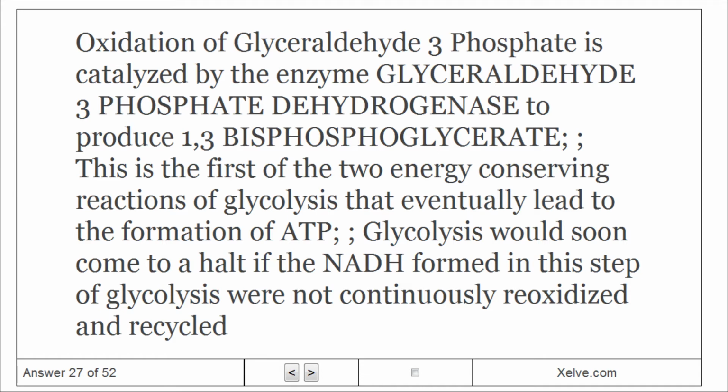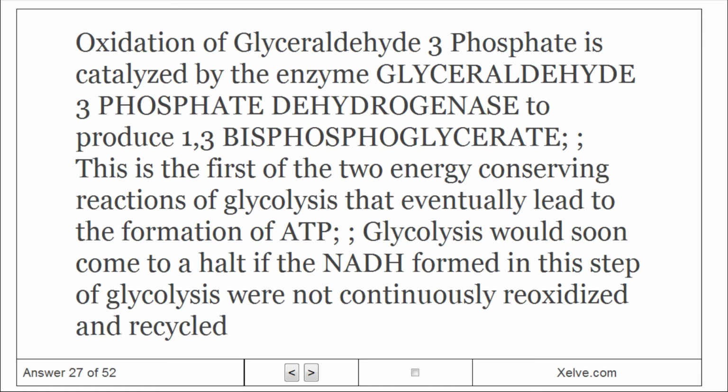Oxidation of glyceraldehyde 3-phosphate is catalyzed by the enzyme glyceraldehyde-3-phosphate dehydrogenase to produce 1,3-bisphosphoglycerate. This is the first of the two energy-conserving reactions of glycolysis that eventually lead to the formation of ATP.